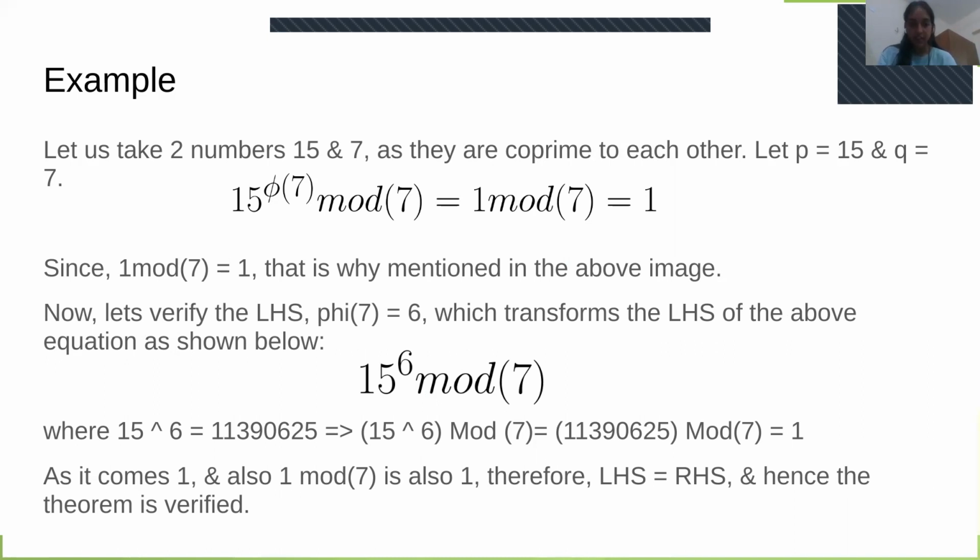Now let's verify the LHS. Phi 7 is 6, which transforms the LHS of the above equation as shown below, which is 15 to the power 6 mod 7, where 15 to the power 6 is 11390625. So 11390625 mod 7 is 1. As it comes to 1, and also 1 mod 7 is 1, therefore LHS is equal to RHS, therefore the theorem is verified.